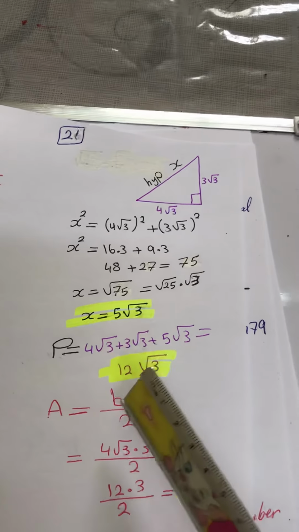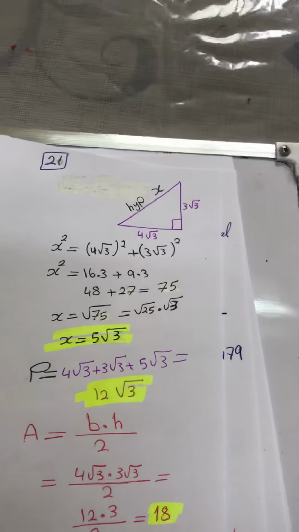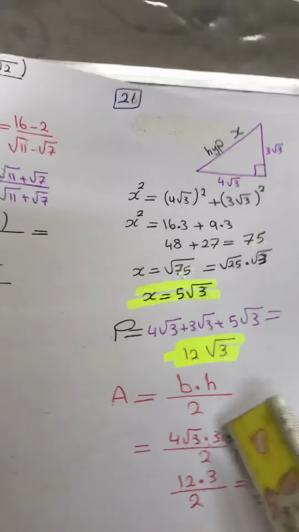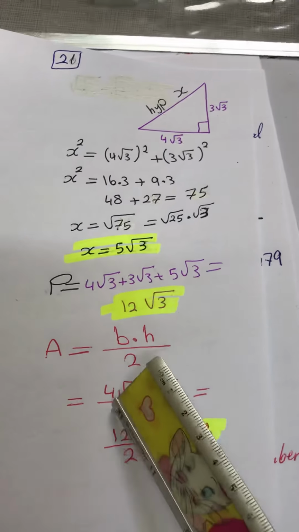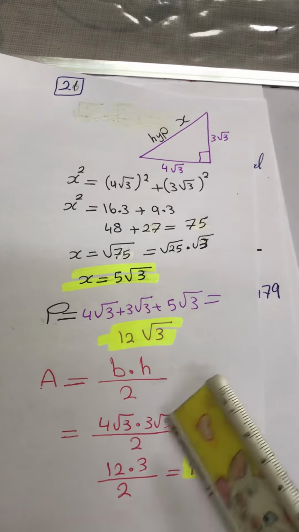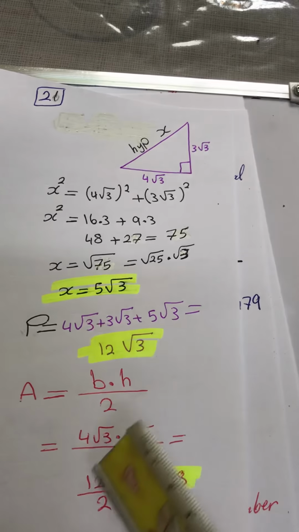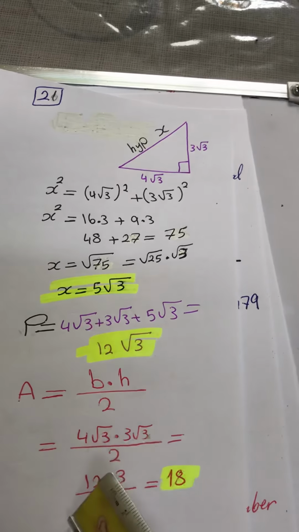The area of a triangle is base multiplied by height divided by 2, or base multiplied by height multiplied by half. It's up to you. Now I'll take the base 4 square root of 3 times 3 square root of 3, which is the height, divided by 2. Regular multiplication up: 4 times 3 equals 12. The square root of 3 times the square root of 3 equals 3. Now I have 12 multiplied by 3 divided by 2. 12 multiplied by 3 equals 36, divided by 2 equals 18.